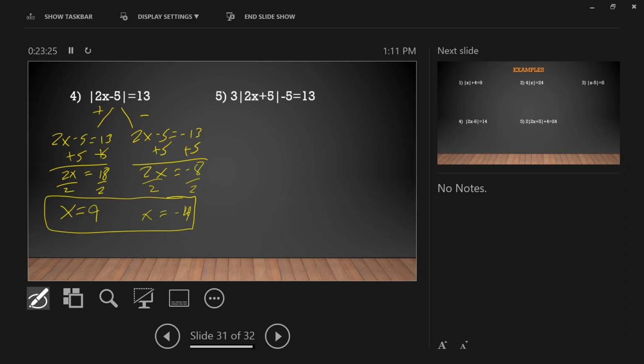Last one we're going to do, then I'm going to let you try a few. So number 5, that's the toughest one you're going to get. 3 times the absolute value of 2x plus 5, minus 5 equals 13. There's clearly no absolute value on a side by itself, because right now I have this 3 and this minus 5 that's screwing me up. So I need to get rid of those.